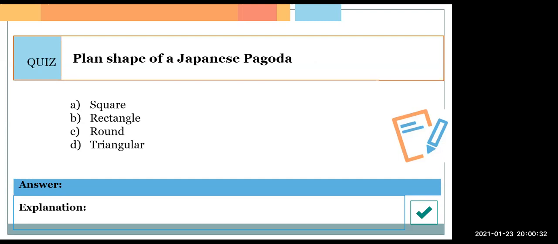Just this question, I just want to ask, does anybody know what a pagoda is? Have you ever heard of the term pagoda?